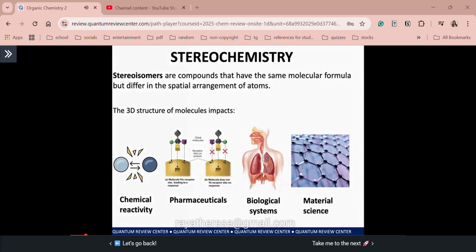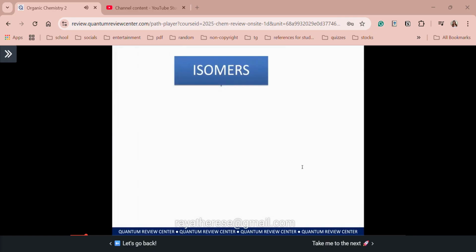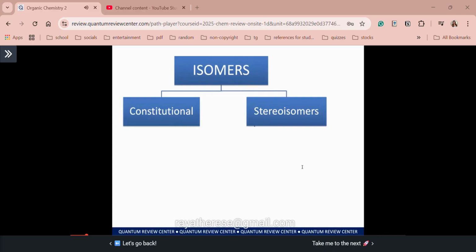Diba, class? For your isomers, we can categorize them based on 2 categories. The first one, we already discussed during our discussion on Intro to Organic Chemistry. Remember, that's one of the properties of your carbon. It can form constitutional isomers, particularly via branching of our linear hydrocarbon chain. Alright? And secondly, stereoisomers, this will be our topic for this session.